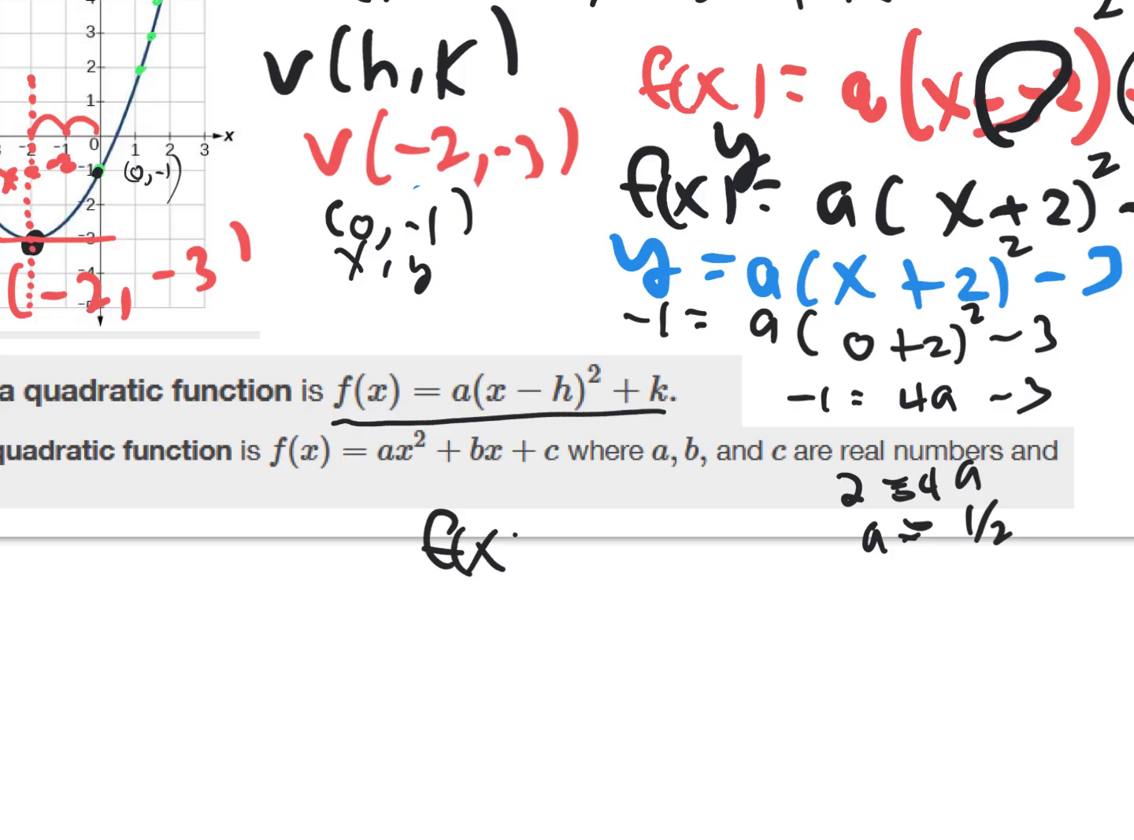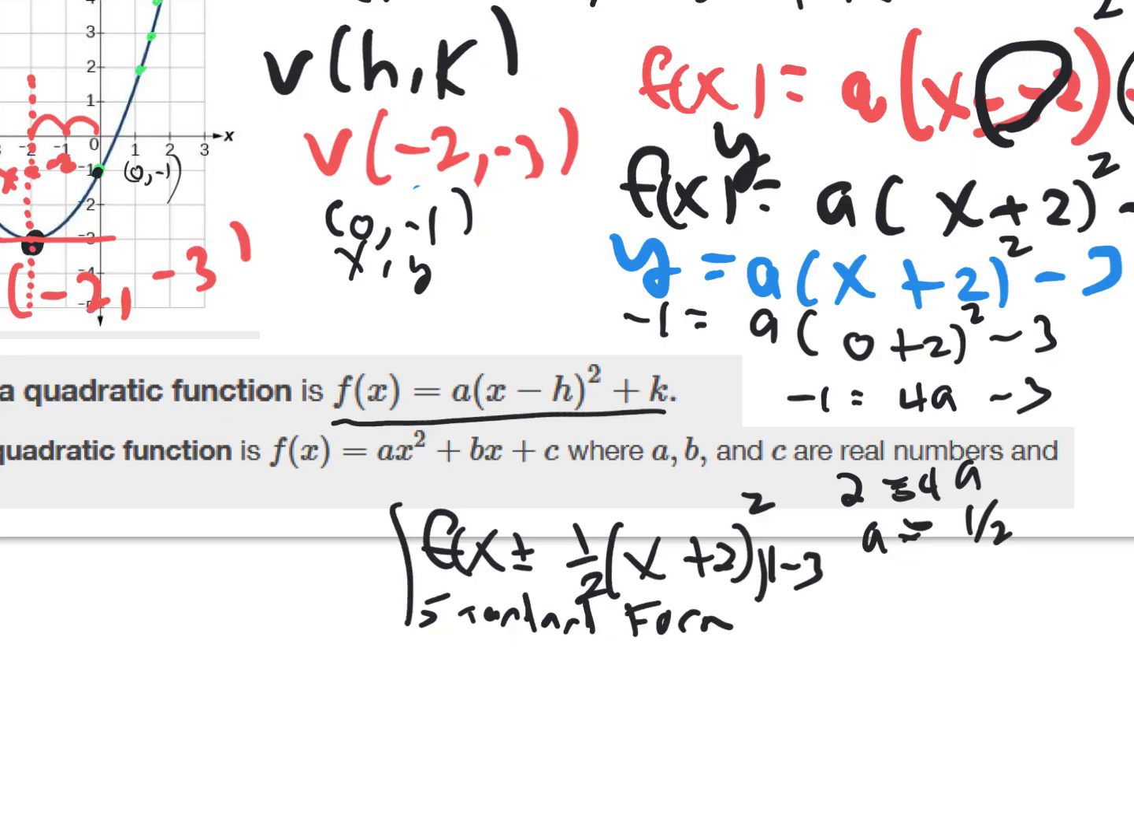F of x is 1/2 times x, what was it, plus 2 squared plus minus 3. There's my standard form. Unless there's a mistake.